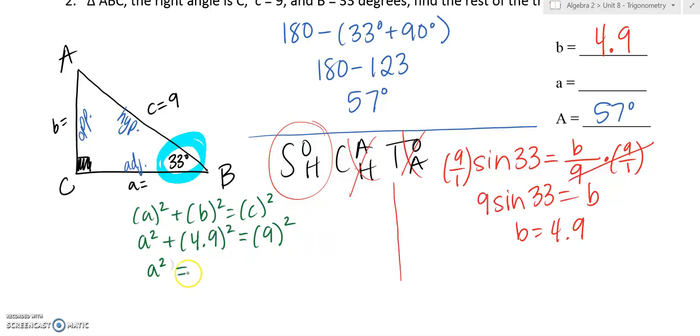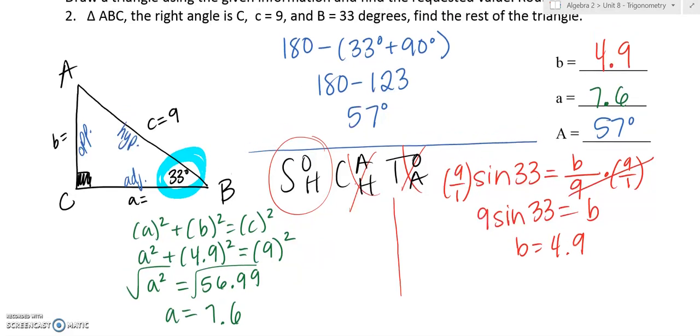I end up with a squared is equal to, let's see, let's do some calculations here. Oops, let me redo that. I end up with a squared is equal to 56.99. I need to get a alone, so I'm going to square root both sides. So if I take the square root of that, I end up with 7. If you round it, 7.6. So that would be side A, 7.6. But I found that one with the Pythagorean theorem. So kind of 3 pieces, 3 steps to this.